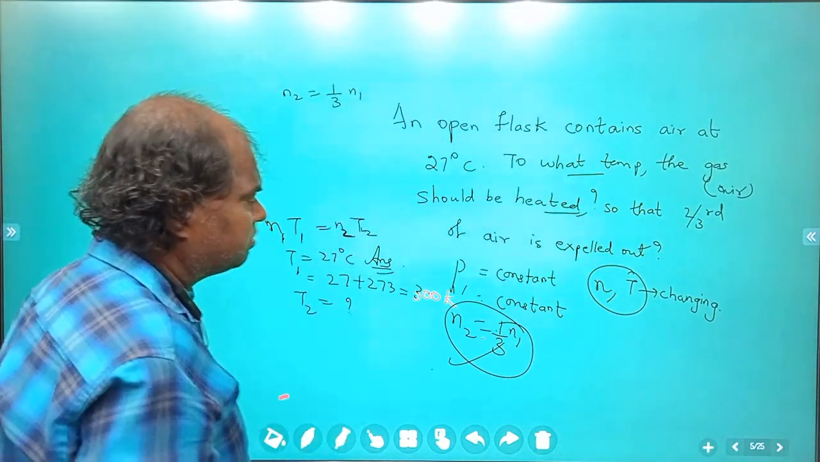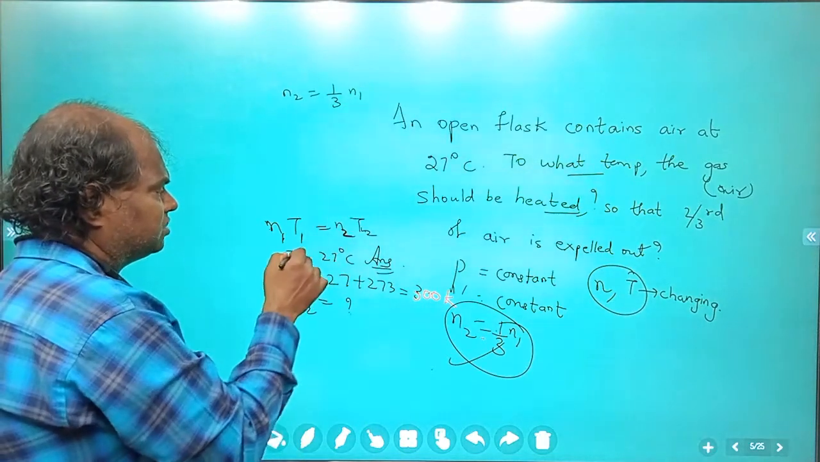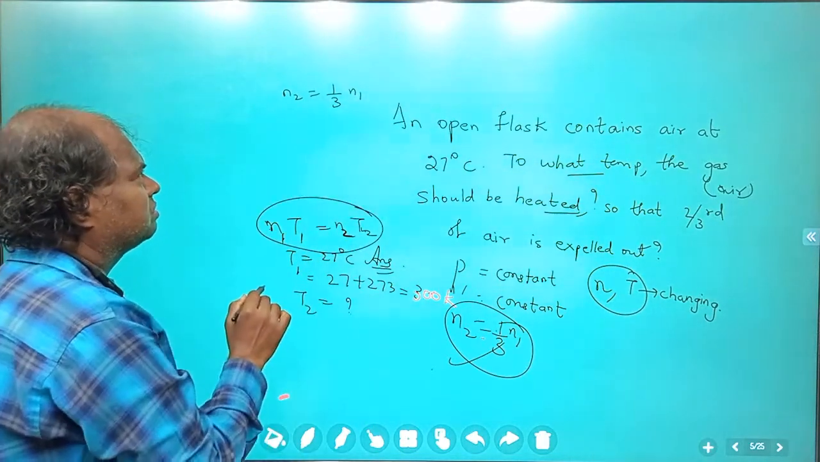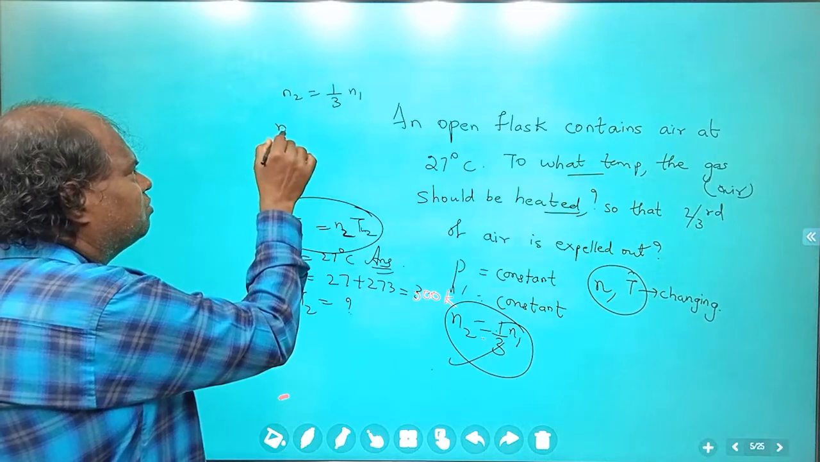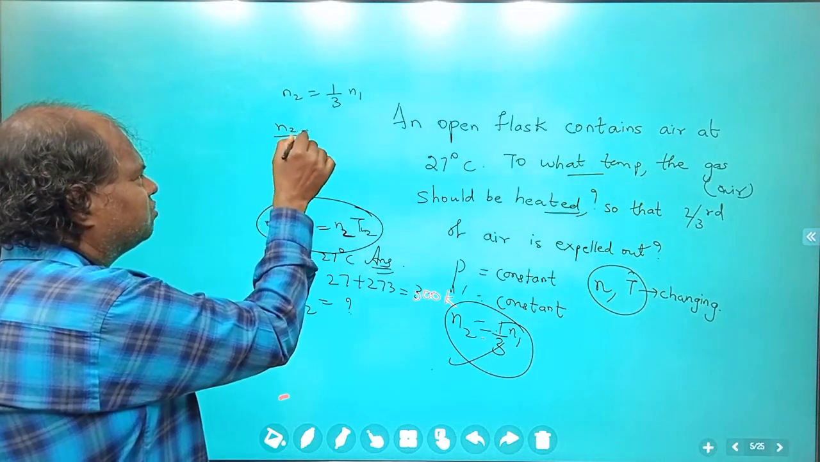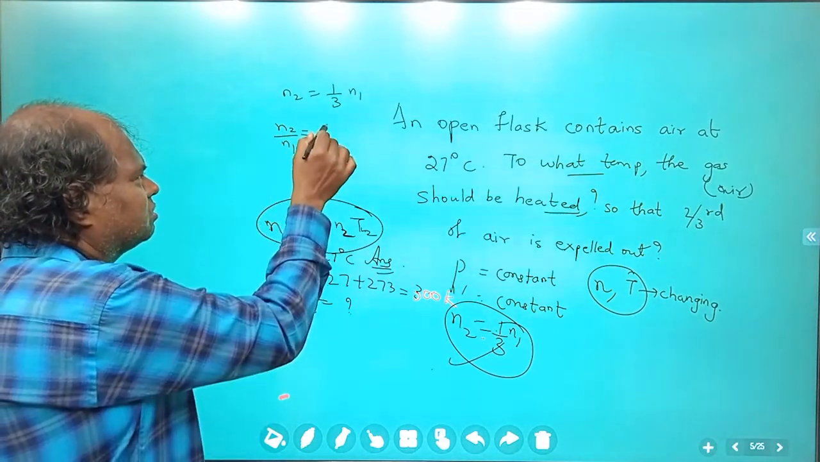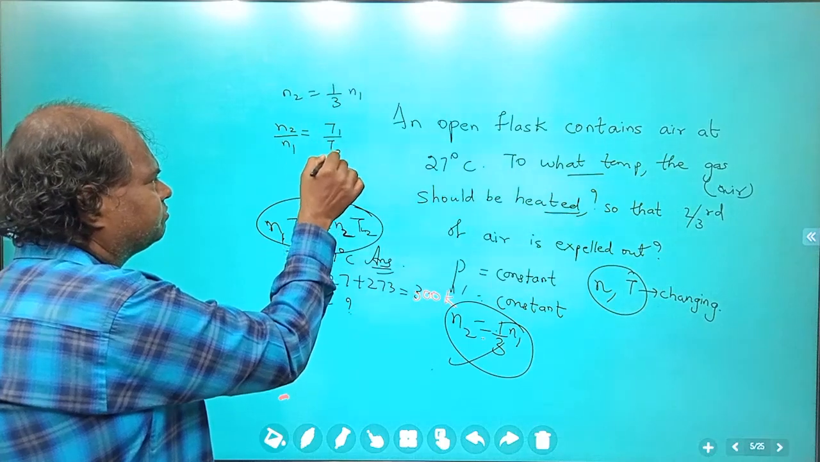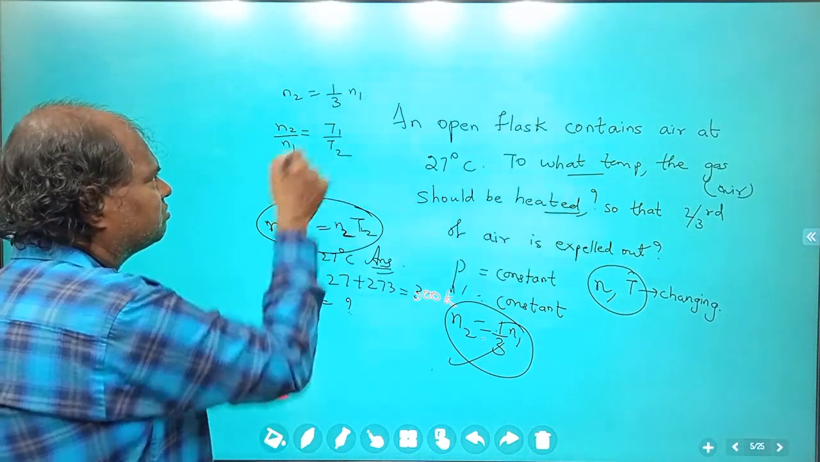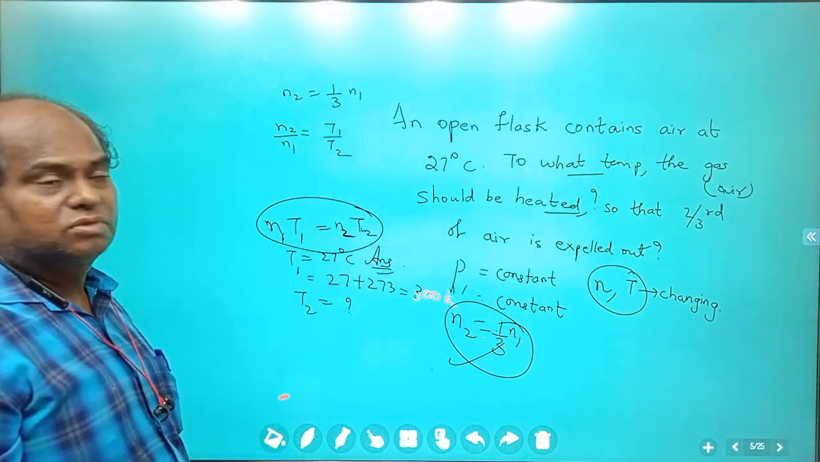Yes, 1/3 of N1. Right. Now use a relationship. This relationship you have to use. See. Now what is here? N2 by N1 is equal to, let me write, N2 by N1 is equal to what? You will get T1 by T2. N2 T2 is equal to N1. Correct?